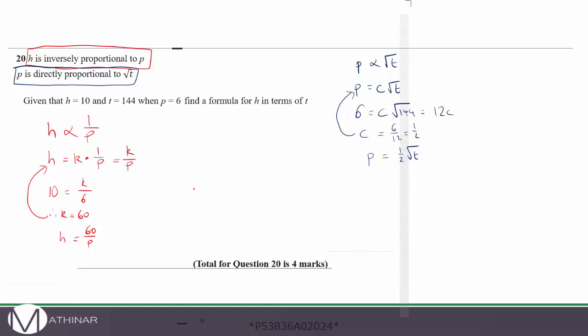Now we put these together because we need a formula for h in terms of t. That means h equals something. So we can start with this. h equals 60 over p. And then we can replace p with this. So giving us 60 over a half square root t. And then we can rewrite that as 60 divided by a half is 60 times 2. So it's 120 over the square root of t. So h is equal to 120 divided by the square root of t, and that's my formula for h in terms of t.